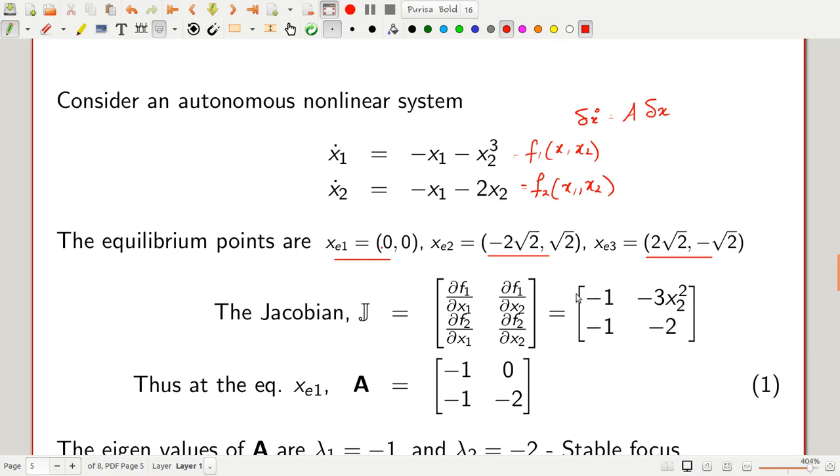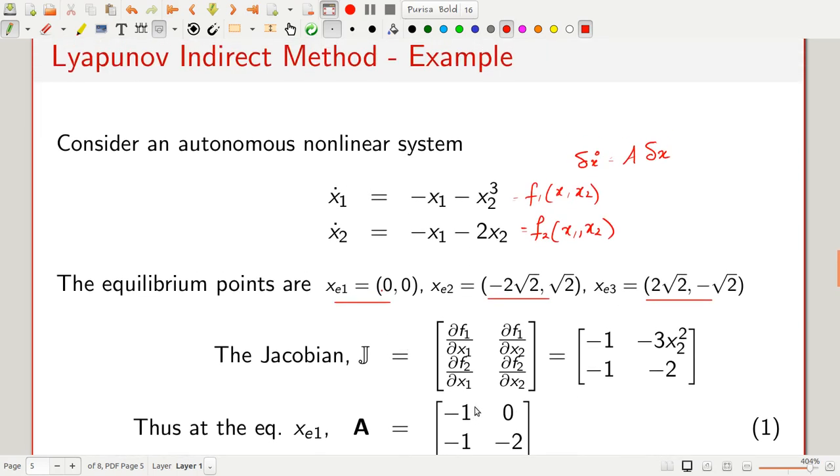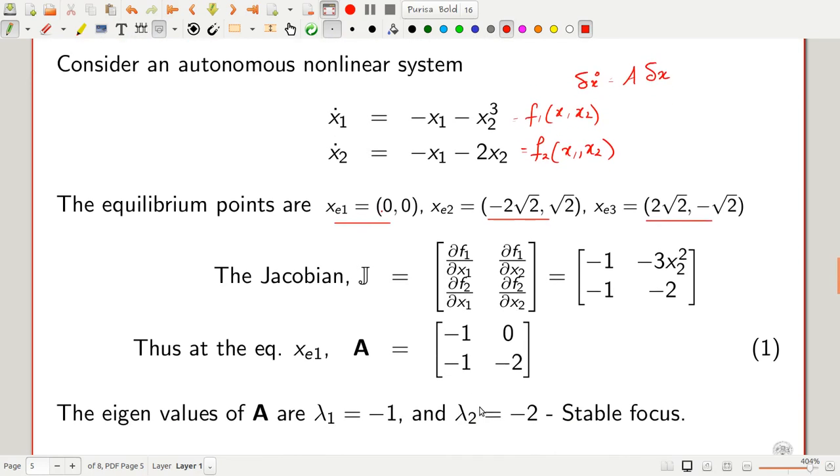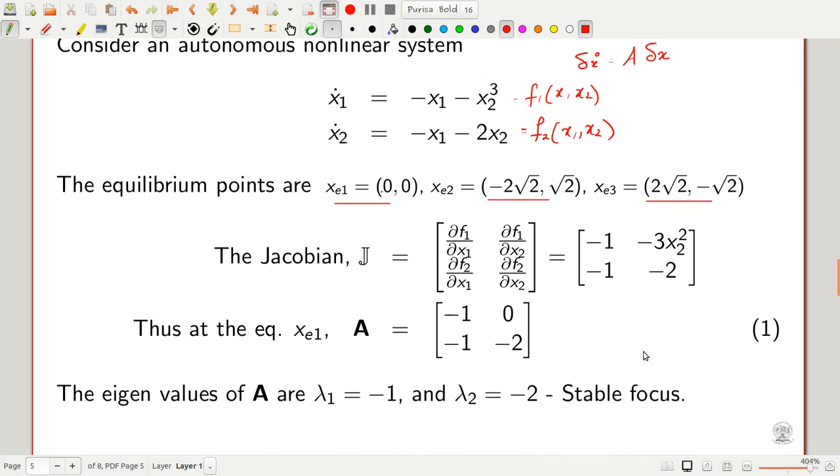So what is the value of this Jacobian at the equilibrium point xe1? We will get the A matrix corresponding to the equilibrium point xe1. Substituting x2 equal to 0, I get this matrix. Now once I have the A matrix, what do I have to do? I only need to find the eigenvalues of the system, which are in fact the poles of the system. Knowing the poles of the system, I can speak about the stability of the system in the neighborhood of the equilibrium point 0, 0. Okay, so I got two eigenvalues, minus 1 and minus 2, which are on the left of the imaginary axis.